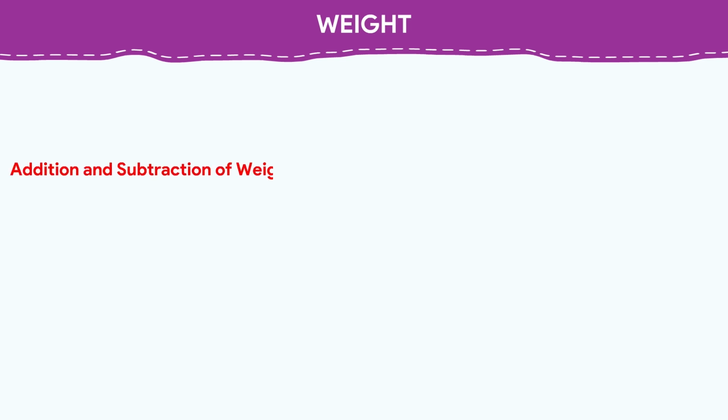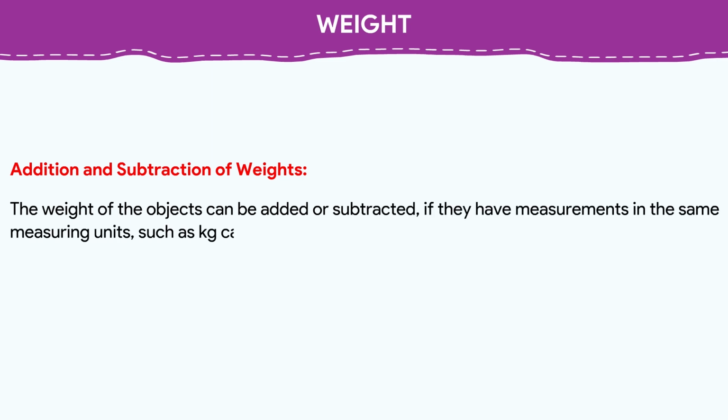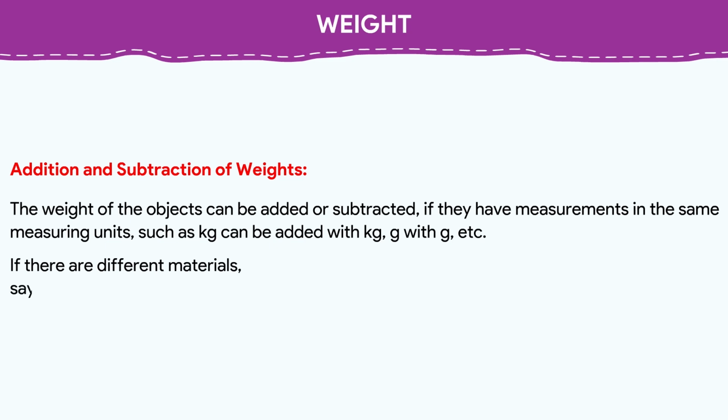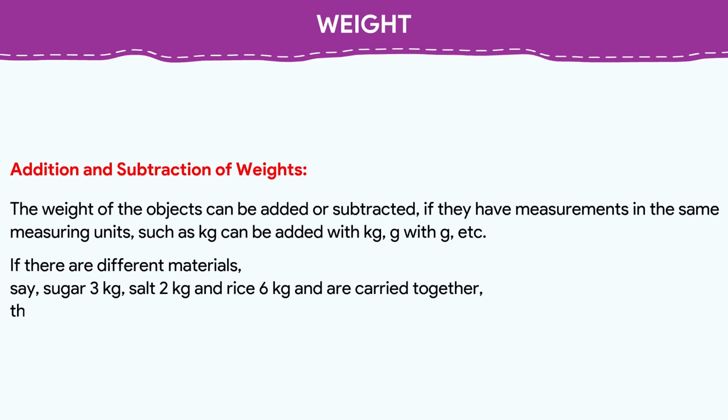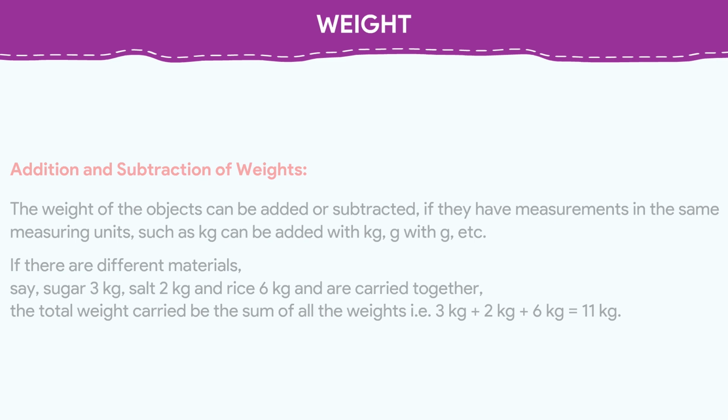Addition and subtraction of weights. The weight of the objects can be added or subtracted if they have measurements in the same measuring units, such as kg can be added with kg, g with g, etc. If there are different materials, say, sugar 3 kilograms, salt 2 kilograms and rice 6 kilograms, and are carried together, the total weight carried would be the sum of all the weights, i.e. 3 kilograms plus 2 kilograms plus 6 kilograms equals 11 kilograms.